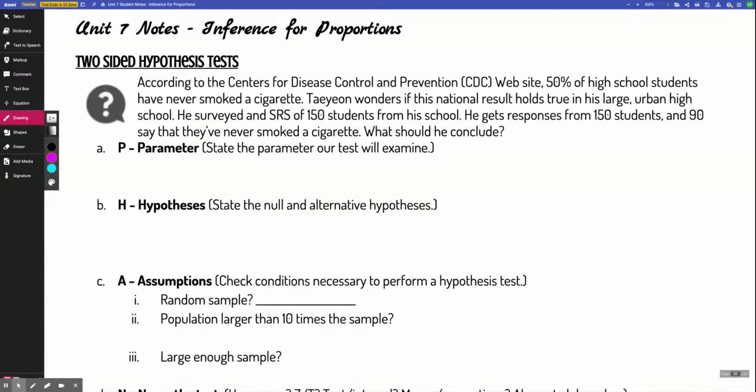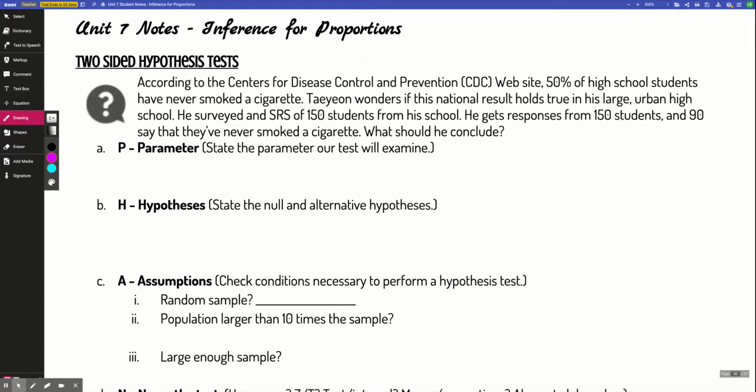Hello, hello everybody. In this video, we are going to do a couple of examples for two-sided or two-tailed hypothesis tests. This is the last video in this section. Congratulations. Once you get to the end of this video, you've made it through the longest section in this unit.